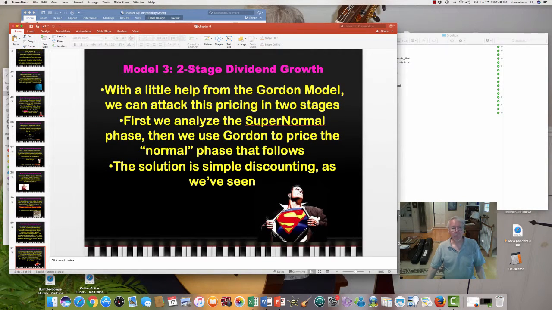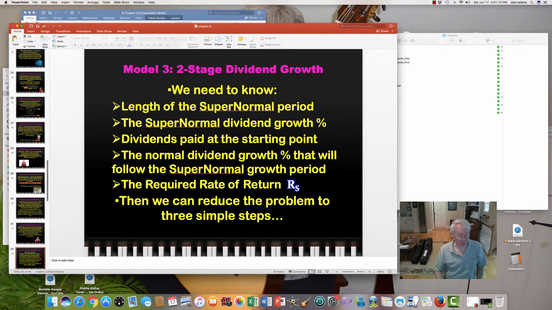Okay? We are going to use the Gordon model, but we can't use it right away because we're working in two stages. So we're going to attack it in two stages. First, we're going to analyze the supernormal phase. Then, once we get beyond that supernormal phase, we analyze when things smooth out. In that case, it turns into simple discounting and the Gordon model. Okay, remember, always dealing with discounting. Right. There are 5 things you will need to know to solve one of these things, ladies and gentlemen.